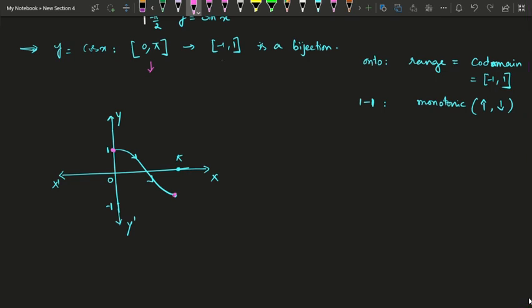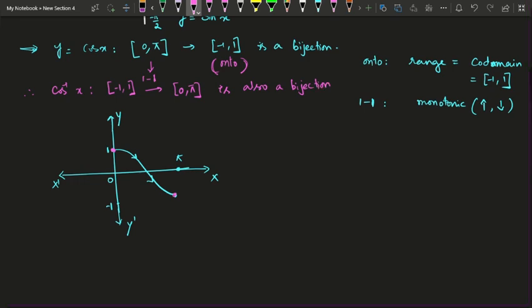Now we have to choose the codomain as the range. What is the range of the function? The closed interval minus 1 comma 1. Then obviously it is onto. Since it is both one-one and onto, cos x mapping from the closed interval 0 comma pi to the closed interval minus 1 comma 1 is a bijection. Therefore cos inverse x exists, and is a mapping from the closed interval minus 1 comma 1 to the closed interval 0 comma pi, and is also a bijection.